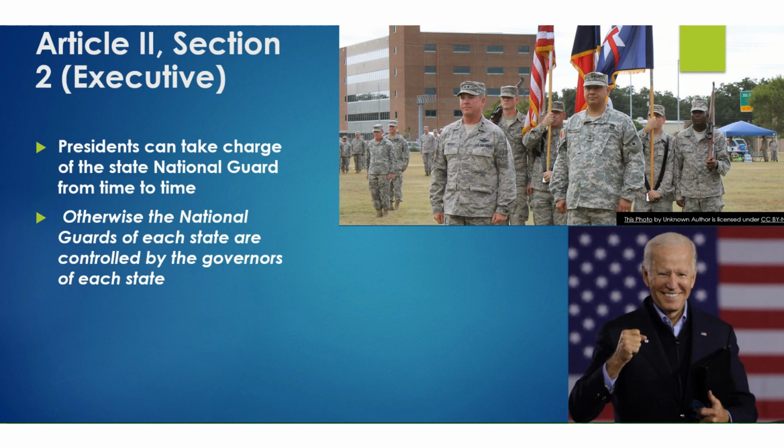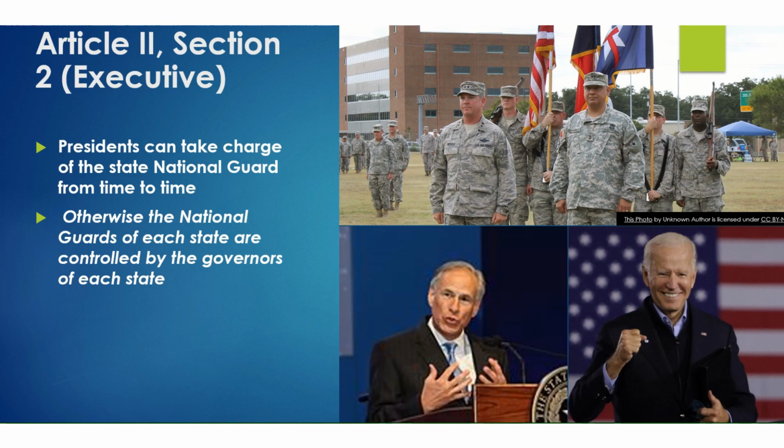You may recall that when Harvey hit the Texas Gulf Coast, Governor Abbott ordered the Texas Army National Guard to help out flood victims in Houston and along the Gulf Coast, the Corpus Christi area, and other counties. And in fact, Governor Abbott has taken the Texas Army National Guard and stationed some of those troops along the border to help with border security. All right, so a president has the authority to take charge of a state's militia, which we now call the National Guard, from time to time.